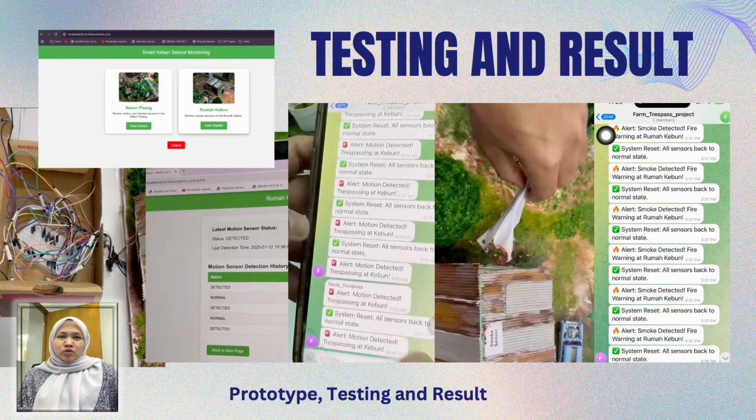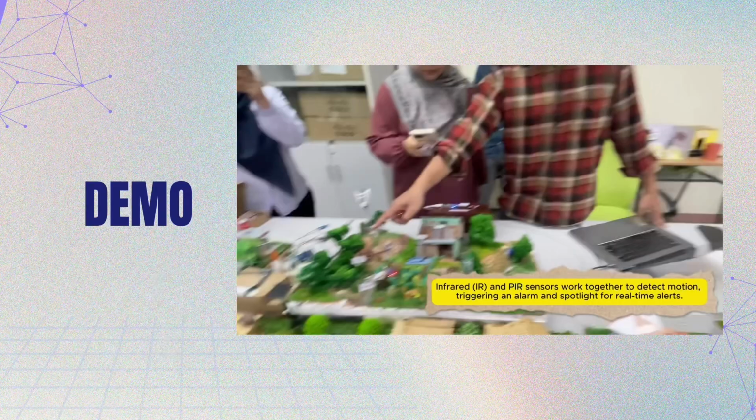However, we noticed some challenges, such as the smoke sensor accuracy in windy conditions.